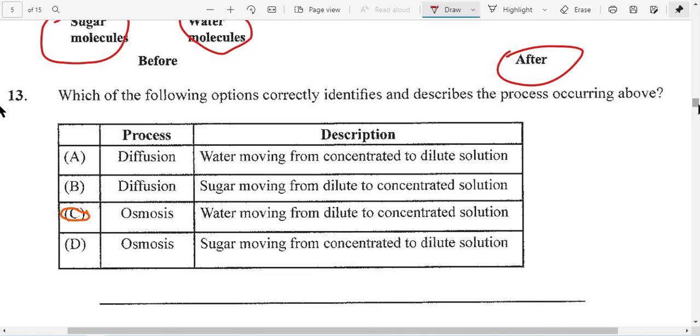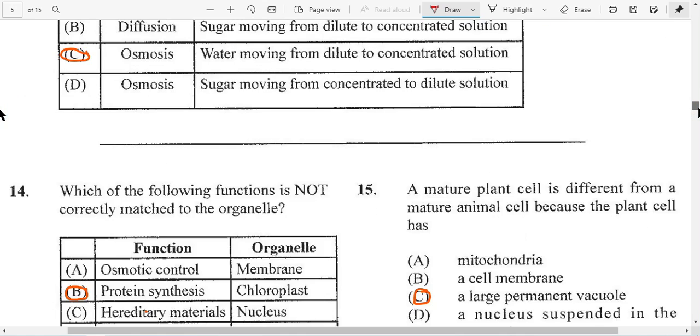If we look at D, it's also osmosis, but sugar moves from concentrated to dilute solution. Yes, you're going to have some of that, but it is the net movement. We're going to be having more water moving. So of course, the most suitable answer for us here is going to be C.